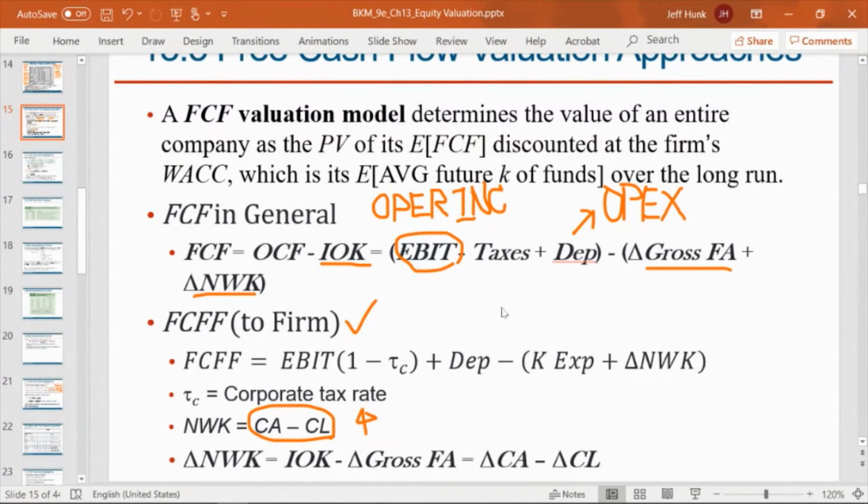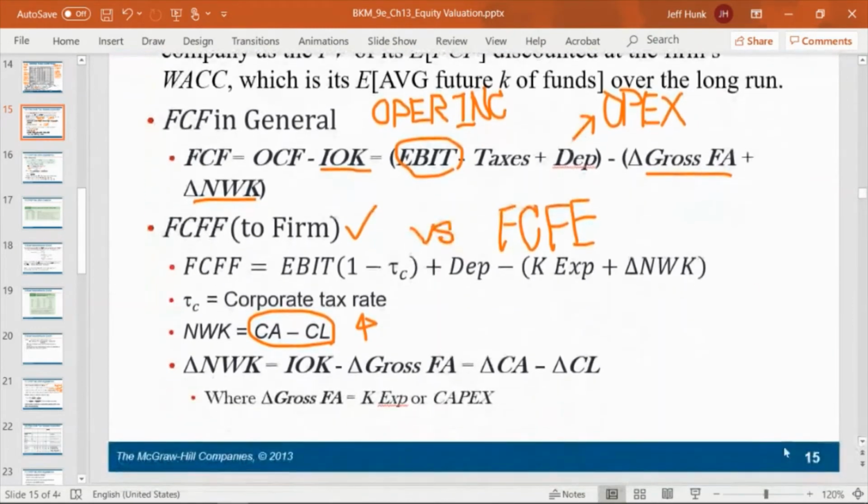There are two types of free cash flows: free cash flow to firm, and then free cash flow to equity holders. We'll get to this later, right? But for now, see, changing gross fixed assets. That's capital expenditure, right? It's also called capital expenditure.